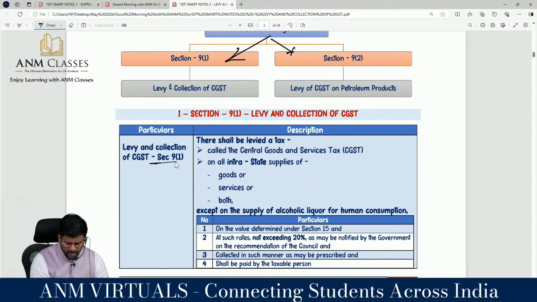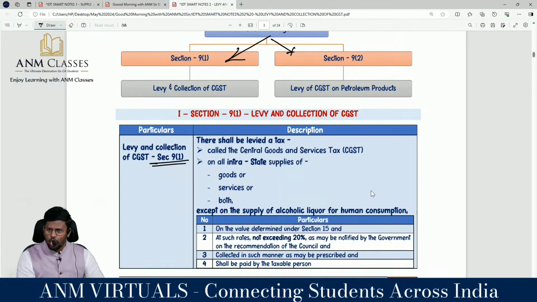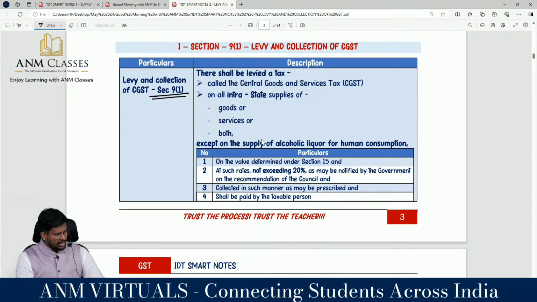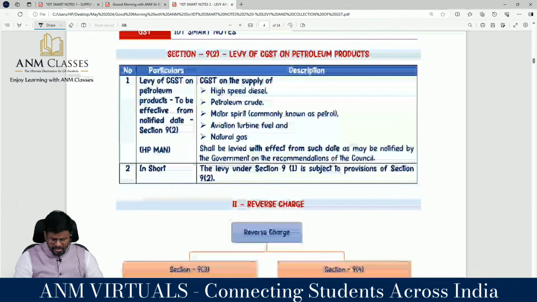Sir, shall we recall 9(1)? Yes, sir. There shall be levied a tax called central goods and services tax on all intrastate supply of goods or services or both, except on the supply of alcoholic liquor for human consumption, on a value determined under section 15 at such rate not exceeding 20% as may be notified by the government on the recommendation of the council, collected in such manner as may be prescribed, shall be paid by the taxable person.